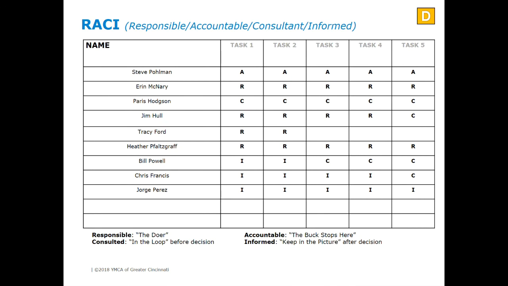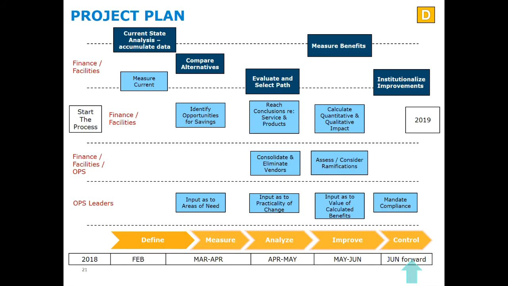The RACI chart shows members of the project team and who was responsible, accountable, consulted, and informed for each major task. The project plan shows a timeline of how the project was executed. Notice the months along the bottom that show exactly when a task was planned and completed.